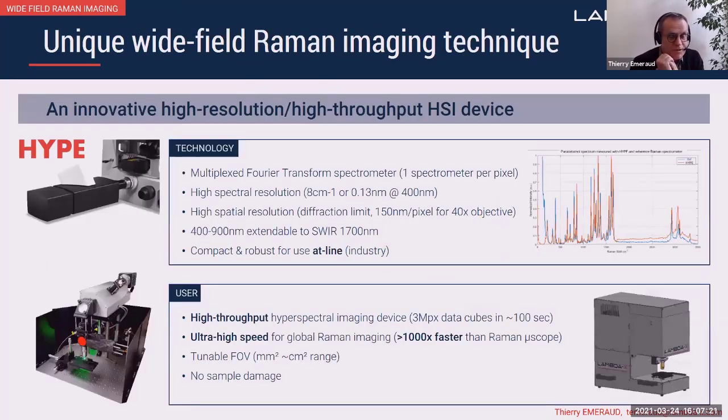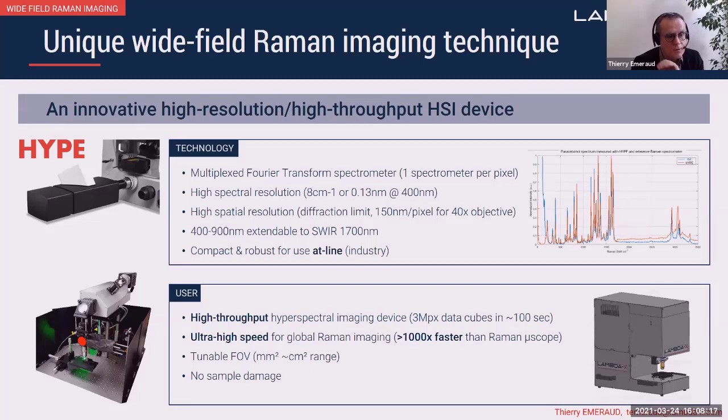So today, this original approach we took has resulted in what we call a unique wide field Raman imaging technique. That's the way we want to promote it to the market today. But you can also see it as a high resolution, high throughput hyperspectral imaging device. As I mentioned, this device is based on diffraction limited optics. This is why we address microscopy applications today. So we want to do hyperspectral imaging on a microscope for microscopic applications, which means we will be able to extract spectral or chemical information with a high spatial resolution.